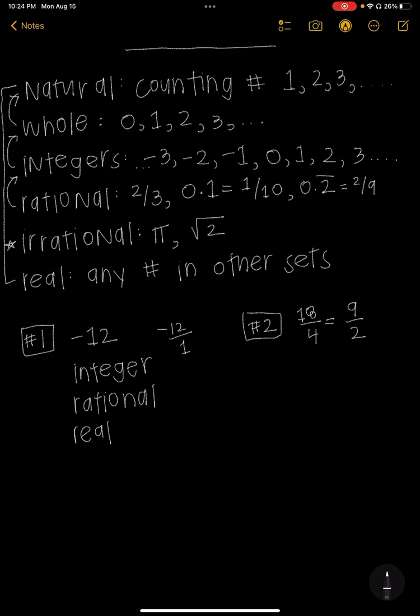So now let's go from the most specific set to the least specific and see where we land. So natural, it's not natural because it's not a whole number. Whole, it's not a whole number. Once again, integer, it's not a whole number. It's not negative, so it can't be an integer.